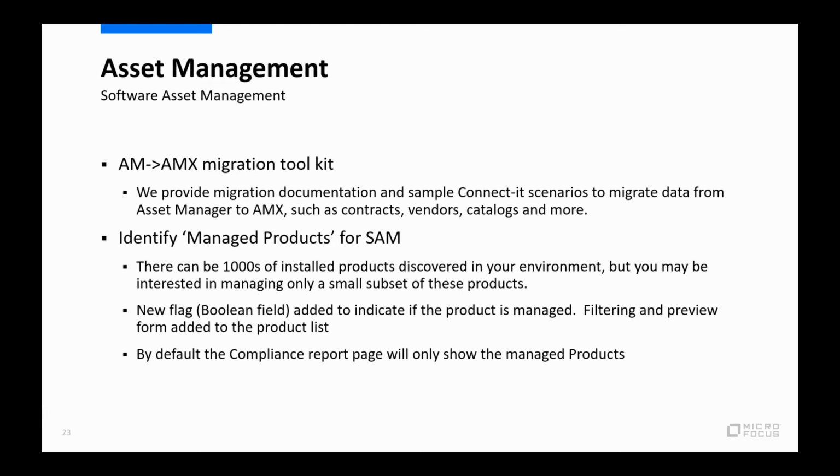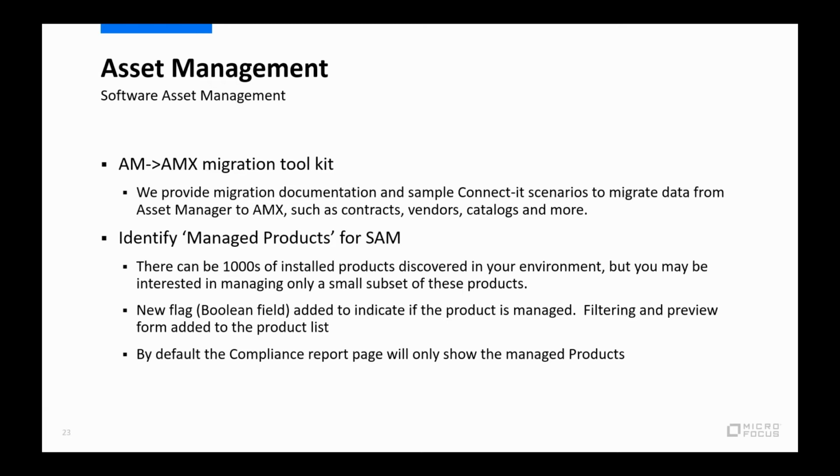In the area of software asset management, we've made some improvements to the products area to allow you to identify which products you are managing. So when you run discovery on your environment, we're going to bring in all of the software titles that you have in your environment into the products list. And that could be thousands of products. And you may only be doing software asset management on a subset of those. And what we wanted to do was to give you the ability to identify to the system which ones you are managing and give you filtering capabilities so that you only see the ones that are relevant to you.